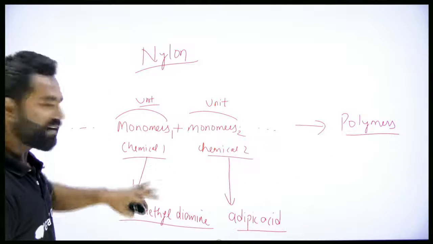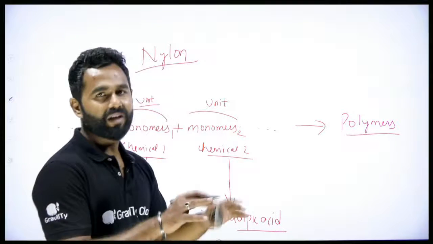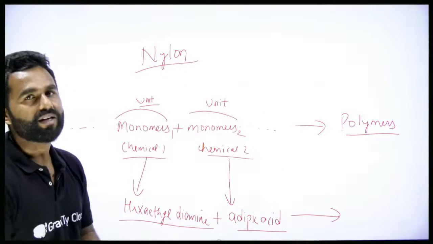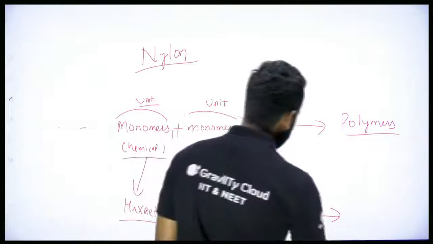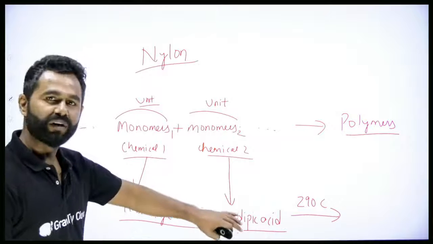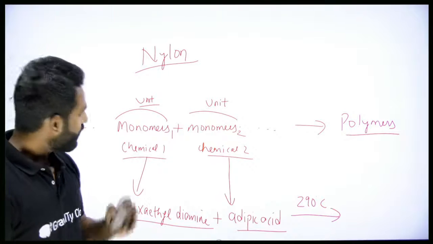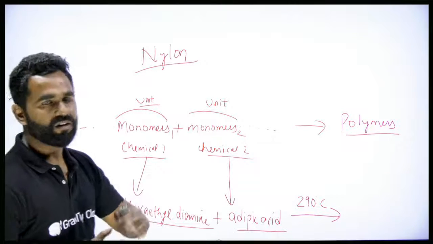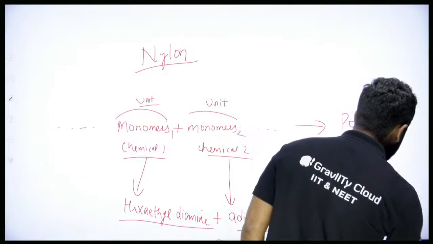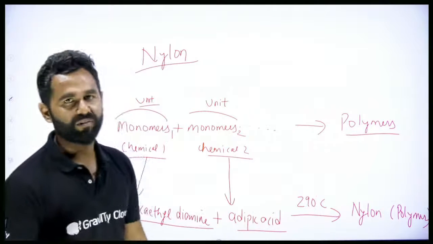So these two chemicals, hexamethylenediamine and adipic acid, react when you mix them and heat. Suppose you put these chemicals in a reactor or a container and you heat them up to a temperature of 290 degrees Celsius. What will happen? A reaction will occur, and these monomers will combine together to form nylon, which is a polymer, or we can say a synthetic fiber.